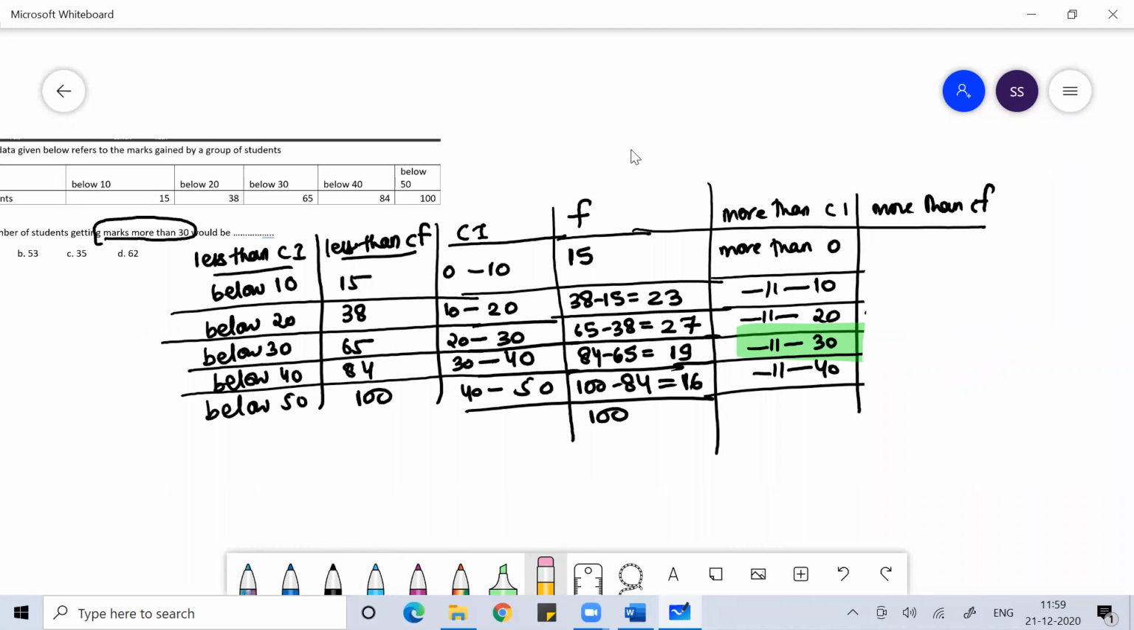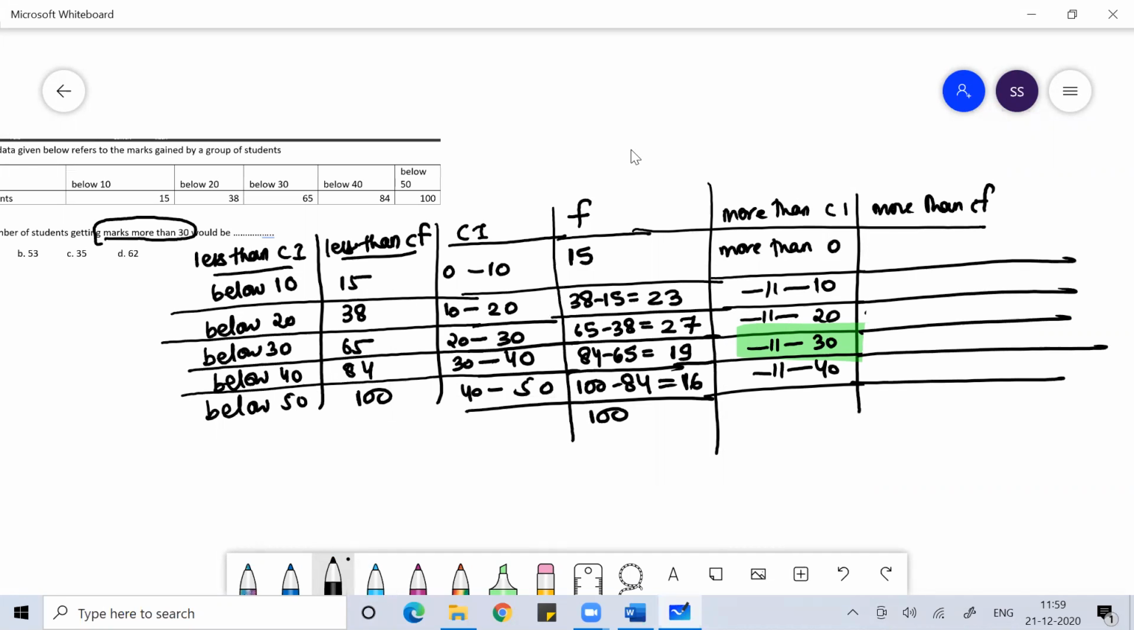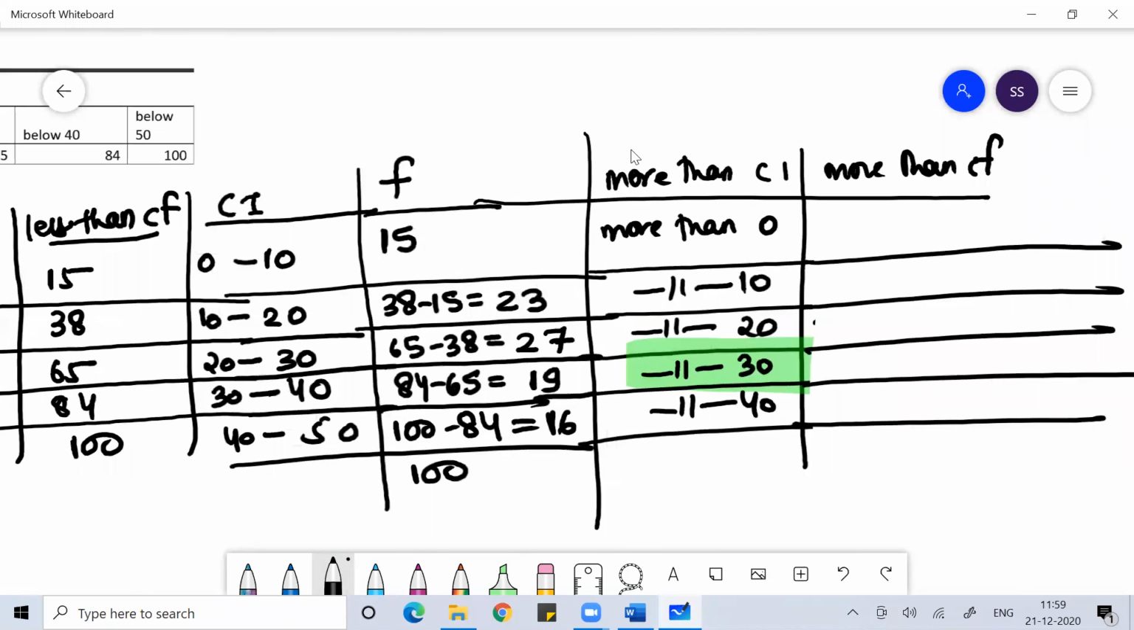Whenever we write more than, I wrote the same data here. Whenever we write in the form of more than, we start from the bottom. So 16, then 19 plus 16, then it is 35, then 35 plus 27, then it would be 62, then 62 plus 23, then this would be 85.